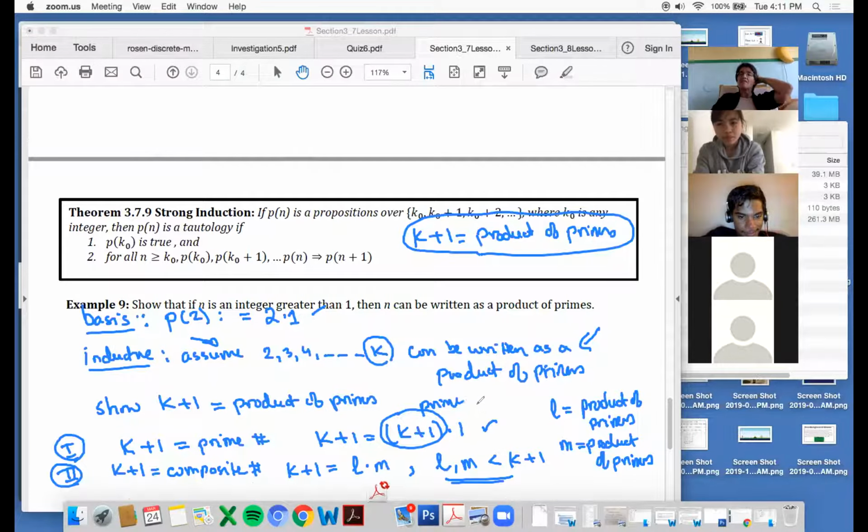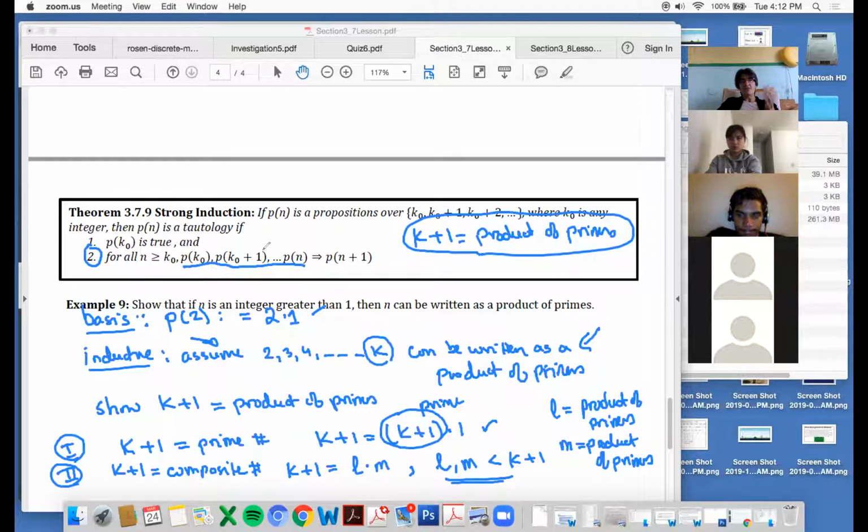Is the assumption that all the numbers leading up to k are included just for this problem, or is that a thing for strong induction in general? That's the strong induction argument. So this is number 2 here. This says for all n bigger than k0, all of the propositions up to n or up to k are true. And that leads us to prove that k plus 1, or n plus 1, is true. So yeah, this is the strong induction argument. It's not just this problem.